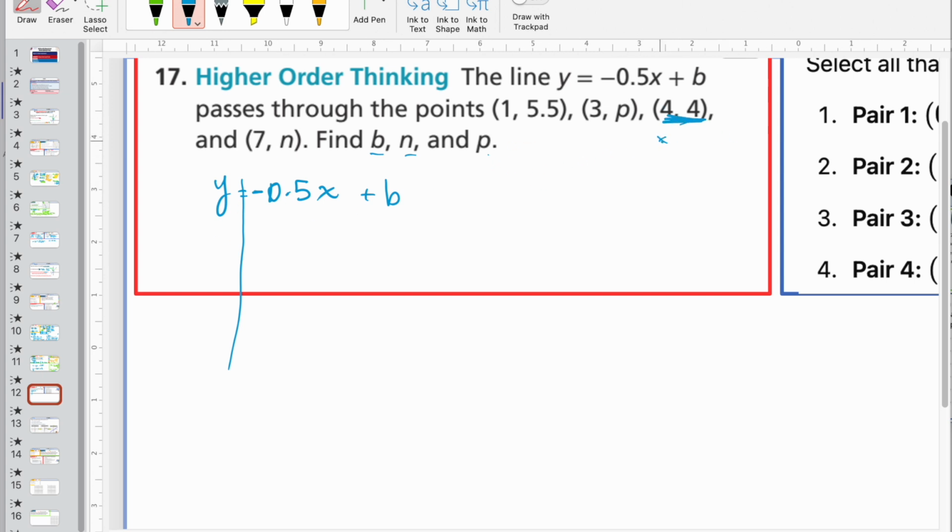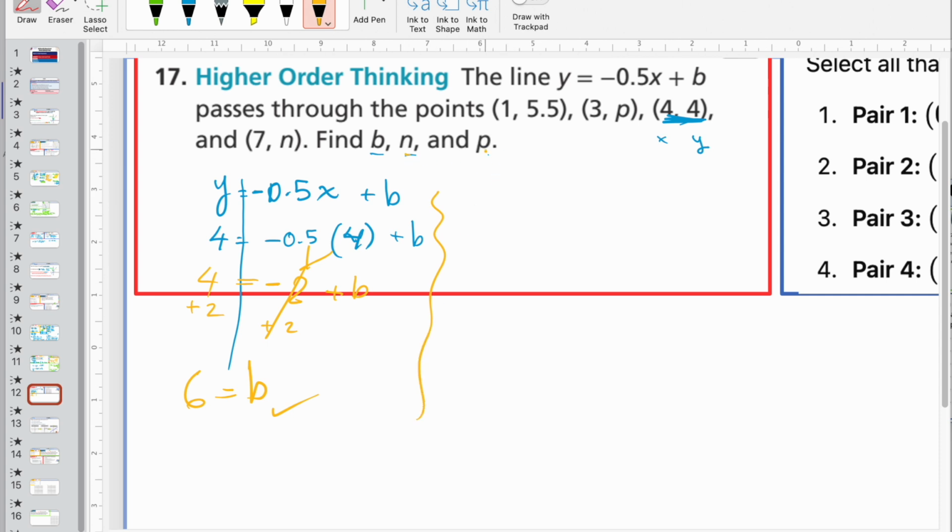So this is my point, x and y. Just substitute x and y. Y is 4 equals negative 0.5 times 4, which is the x, plus b. Then solve. 0.5 times 4 is going to be 2, but negative. Cancel the 2 by adding 2 on both sides. b equals 6. That's it, I found b.